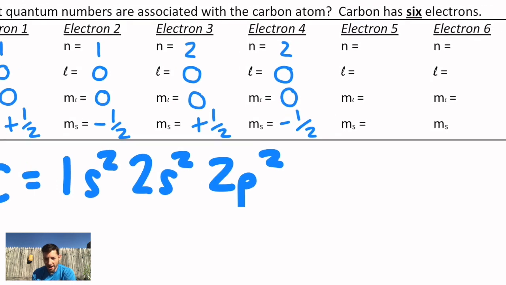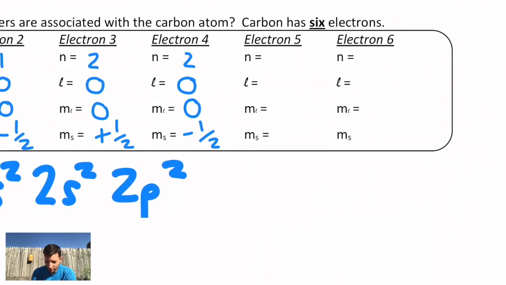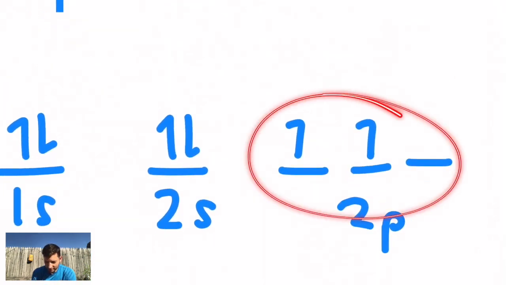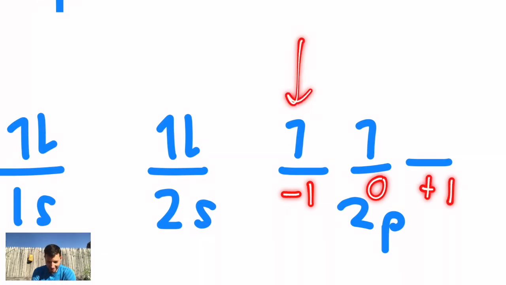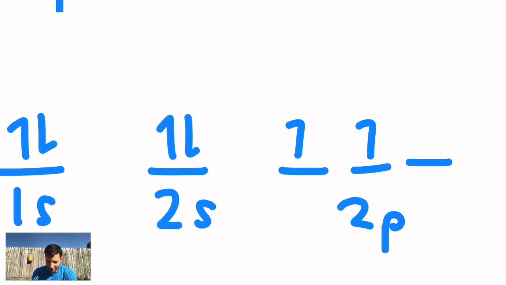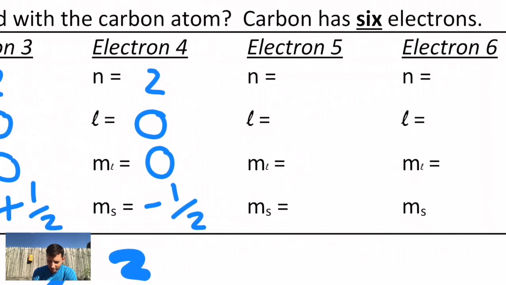Now what about electrons 5 and 6? Now we're talking about these 2p electrons. So we're still in n equals 2, but L is now going to be 1 because we are in a p orbital. And think about what the next set of numbers would be. Remember, this goes from -1, 0 to +1, and there they are. So that tells us exactly what those quantum numbers are going to be. So electron 5 is going to be 2, 1, -1, and then +1/2. That's how you would designate electron 5 in the carbon atom.